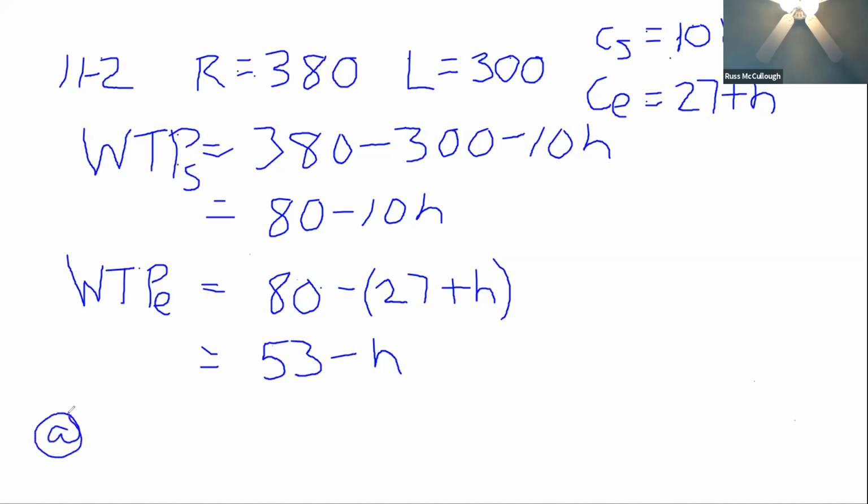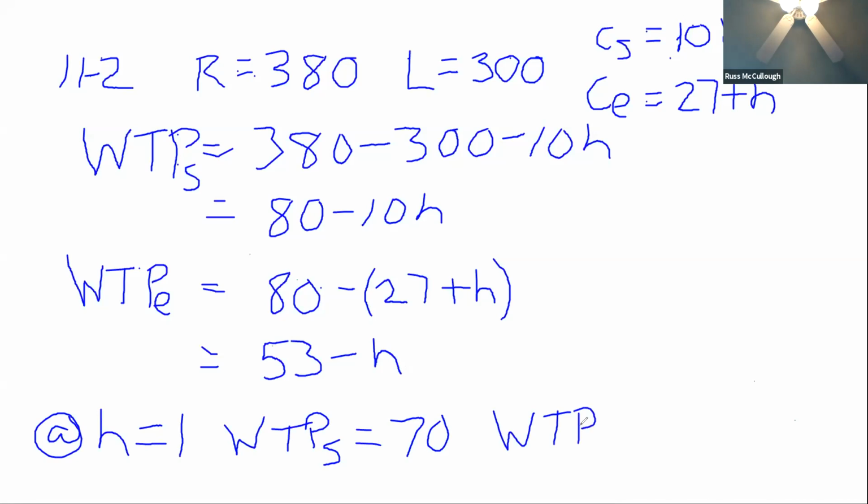So at h equals 1, the willingness to pay for the stairs equals, we just plug it back into our function, 80 minus 10 is 70. Because we got 10 times h, 10 times 1 is 10, 80 minus 10 equals 70. And the willingness to pay for the elevator is 53 minus h. So 53 minus 1 equals 52.